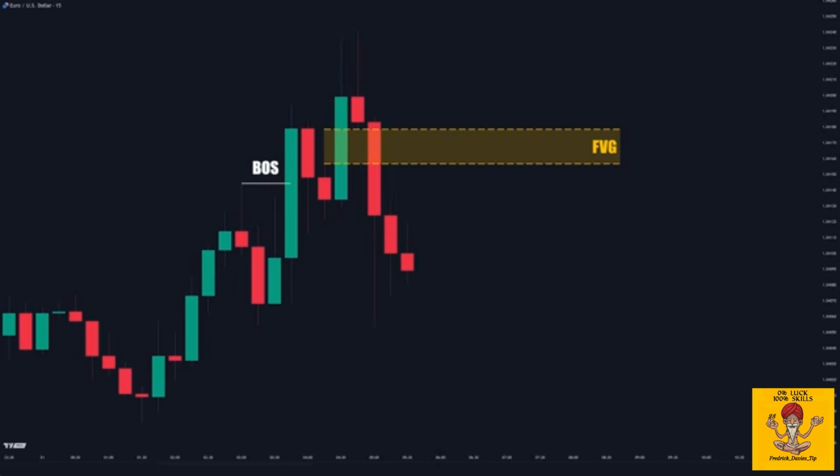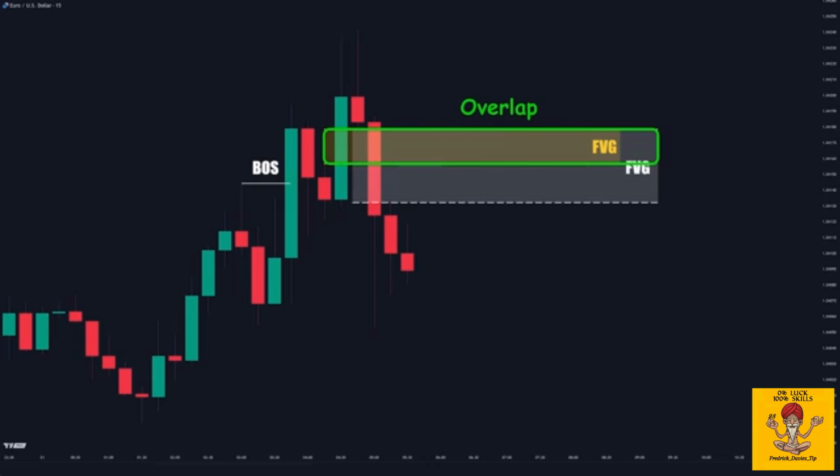The price drops sharply, breaking below the previous low with strong momentum and creating another FVG zone. Now here's the interesting part. Look closely at how the initial FVG overlaps with another in the same area. This overlap creates a high-quality supply zone, a key area where sellers are likely to step in. When the price retraces back to this trading zone, there's a higher probability of rejection, pushing the price downward. This setup offers a prime opportunity to enter a short trade, aligning with the bearish momentum.